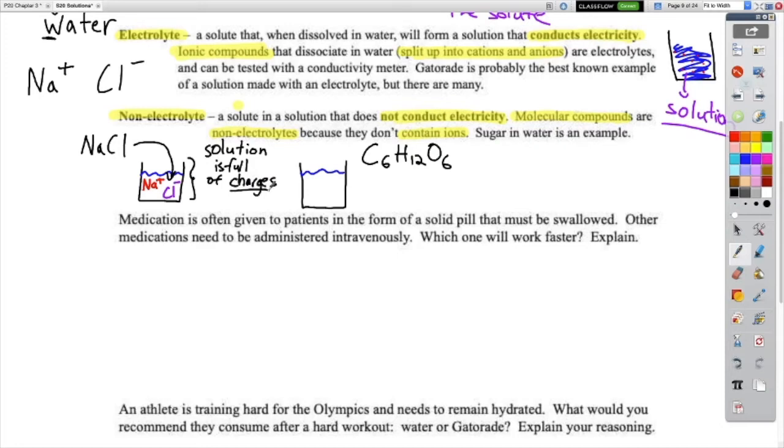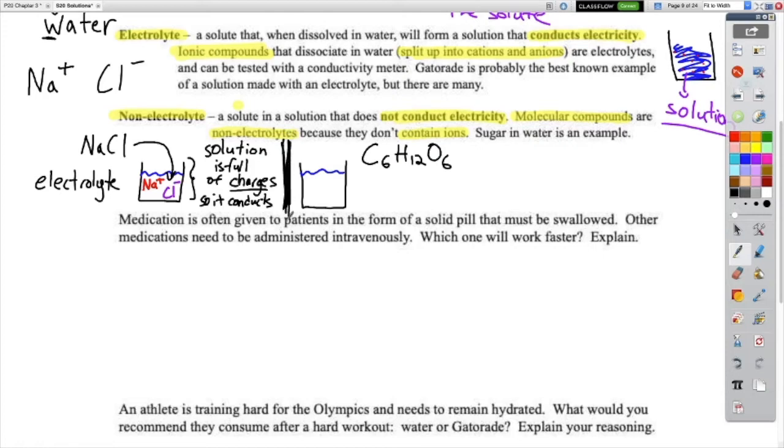Full of charges. Where are the charges coming from? Well, Na plus, Cl minus, the ions, right? So it conducts. And let's use our new vocabulary here. What would we call this? An electrolyte. It's a solute that when we dissolved it conducted electricity. I'm just going to separate these a bit better because it looks almost like I'm talking about that one.